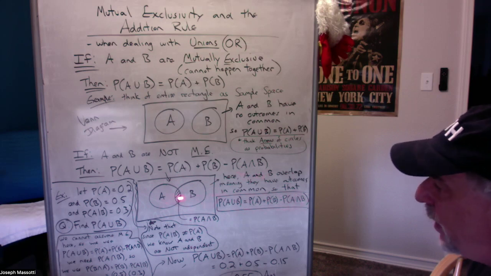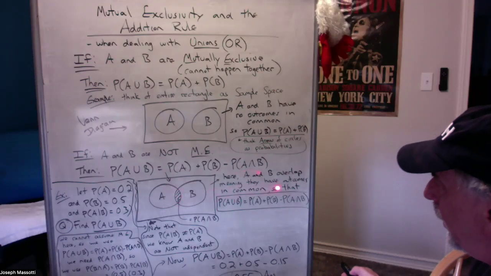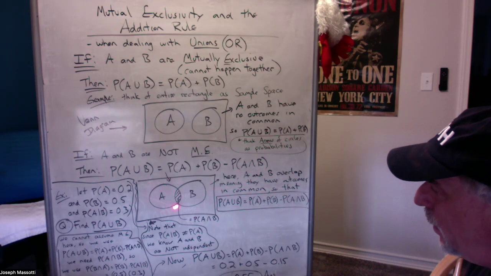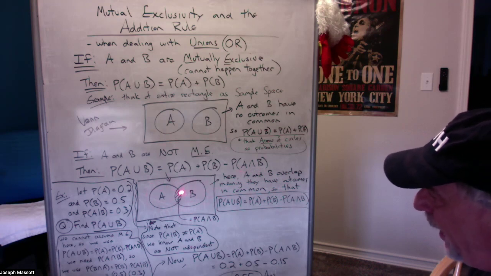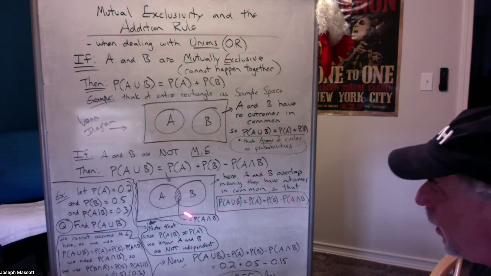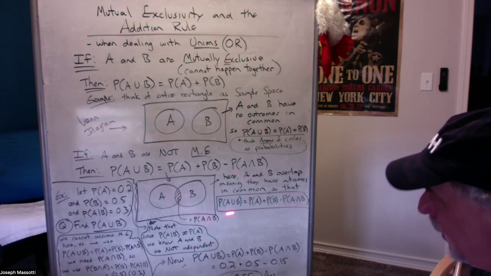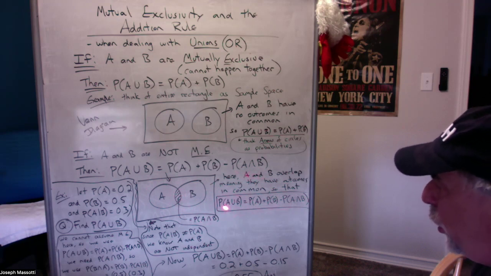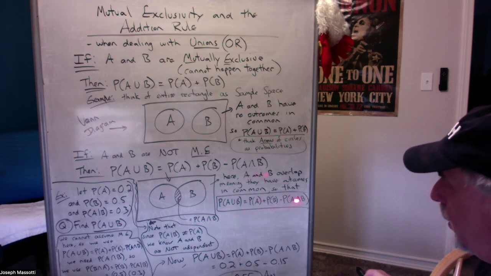So if the two events do have overlapping outcomes in common, we're adding the probability of A plus the probability of B, and then we're taking the overlap away once because we counted it twice. So that's the formula for the union of two events when the events are not mutually exclusive.